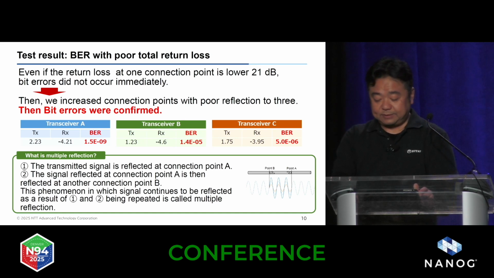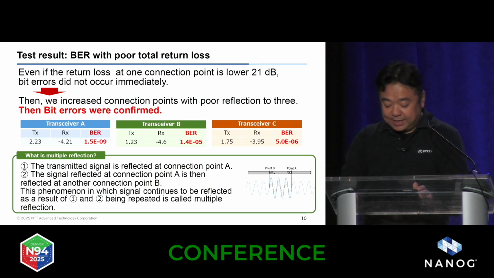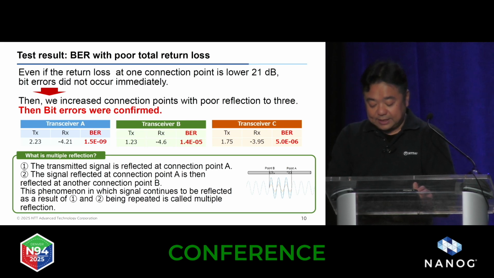We guess it is caused by multiple reflections. When there is only 1 poor connection point, the reflected signal at the connection point goes only to the sender side. But when there are 2 or more poor return loss connection points, the reflected signal at one connection point goes to the sender side and is reflected again to the other side, and goes again and again. And so the reflected signal goes to the receiver side together with the original signal.